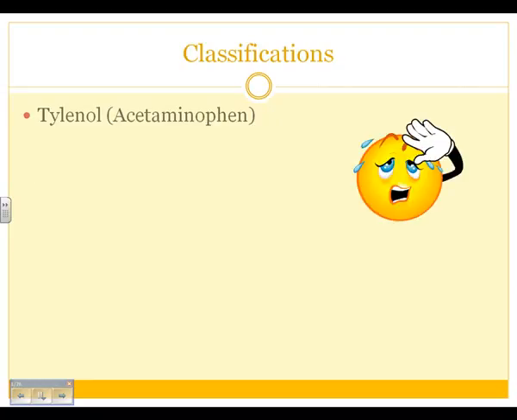Okay, Tylenol. Why do we give Tylenol? For pain, which would be an analgesic. What else? Fever, which would be an antipyretic. Okay? Pyretic.